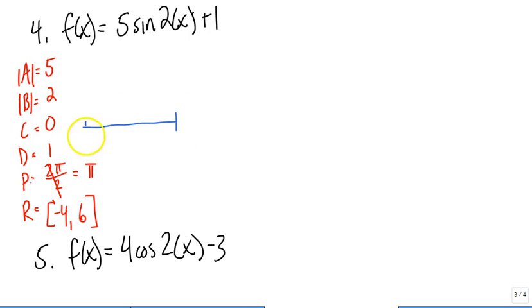Let's go ahead and do our critical values here. So we're going to take 0 to pi. Half of pi is pi halves. Half of pi halves is pi fourths. So that's what we're going to be using.